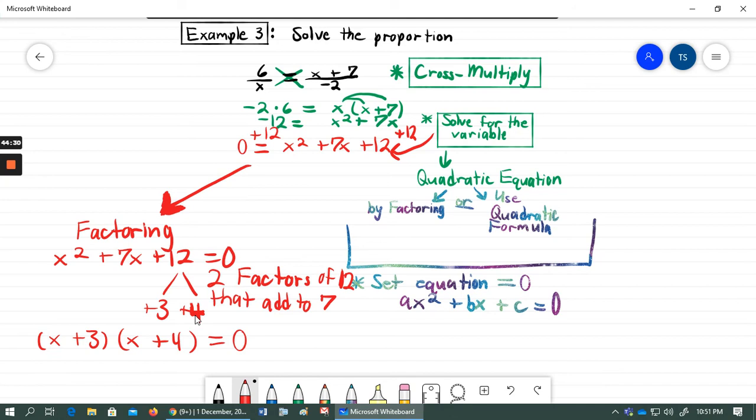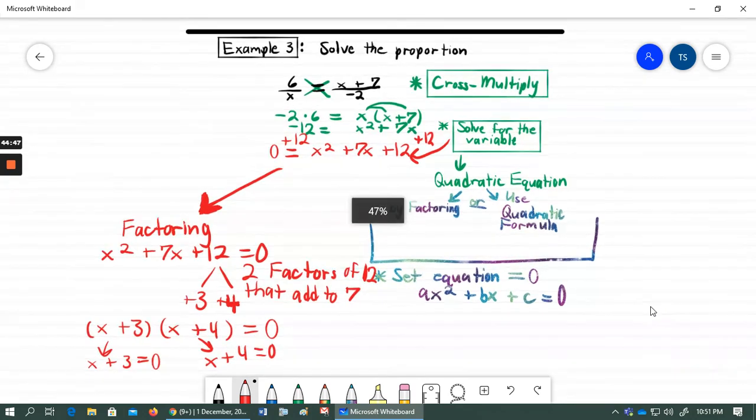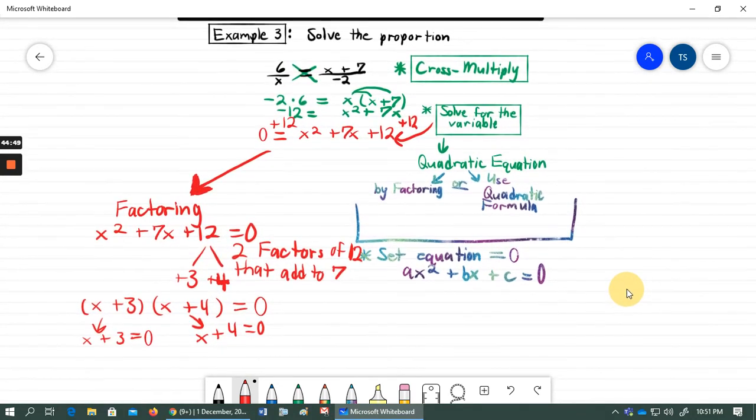Awesome. Moving on, we set each factor equal to 0 and we solve. x plus 3 equals 0, and we set this factor equal to 0, x plus 4 equals 0, and then we solve each one of those equations. Remember, guys, that when we're solving a quadratic equation, there are usually two answers, two solutions. So we solve this, minus 3 on both sides of the equation. That gives us that x equals negative 3. Awesome. That's one solution. Minus 4, minus 4.